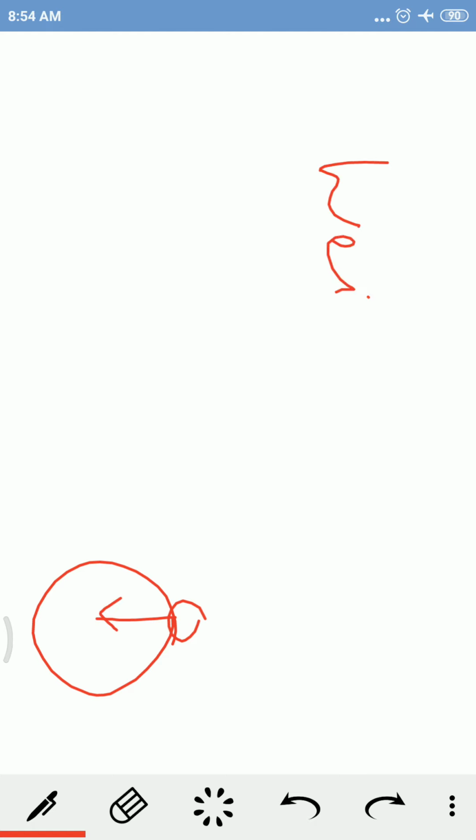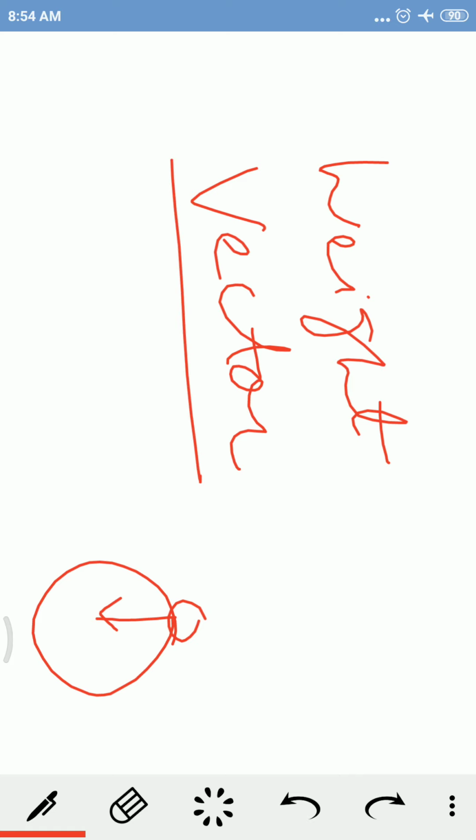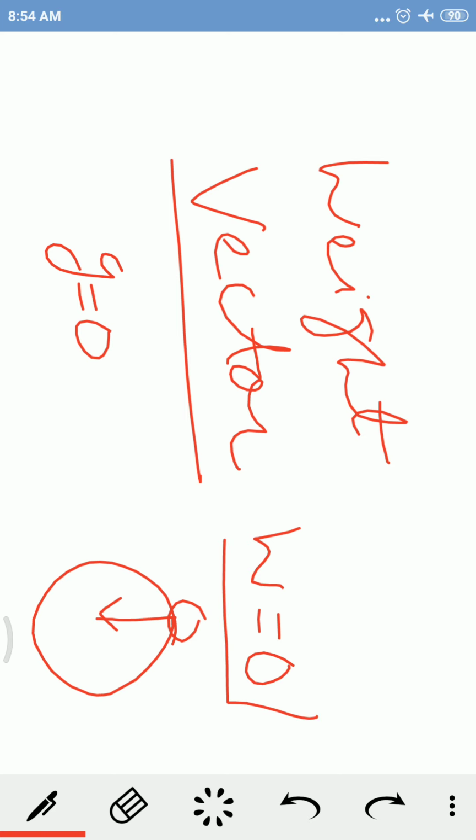Now next thing is in which direction this force is applicable. This force is applicable in the downward direction. So weight has both magnitude and direction. So weight is a vector quantity. Now whenever the value of g is 0, then at that time weight will be 0. So weight can be 0 also.